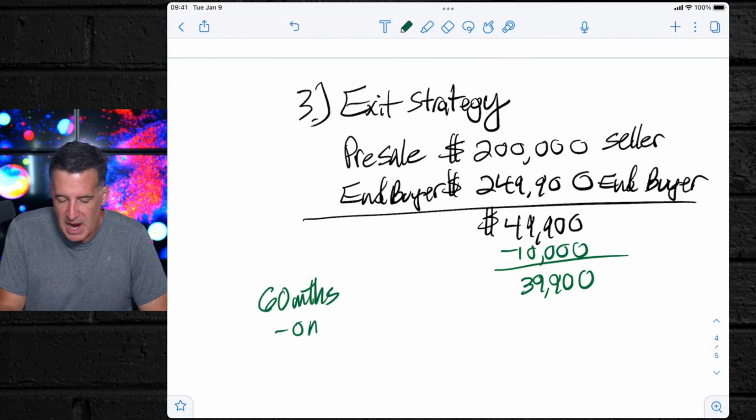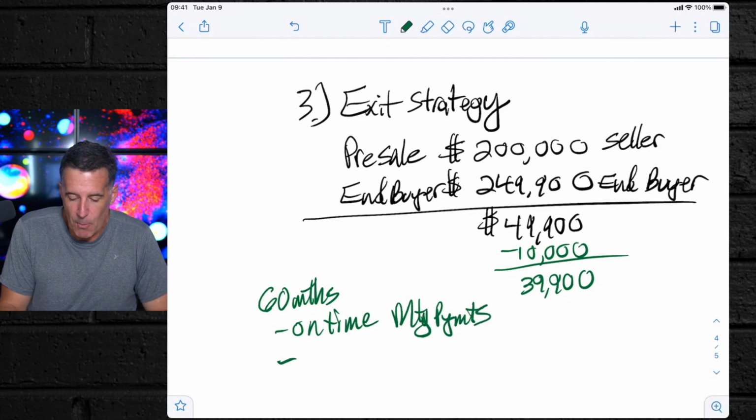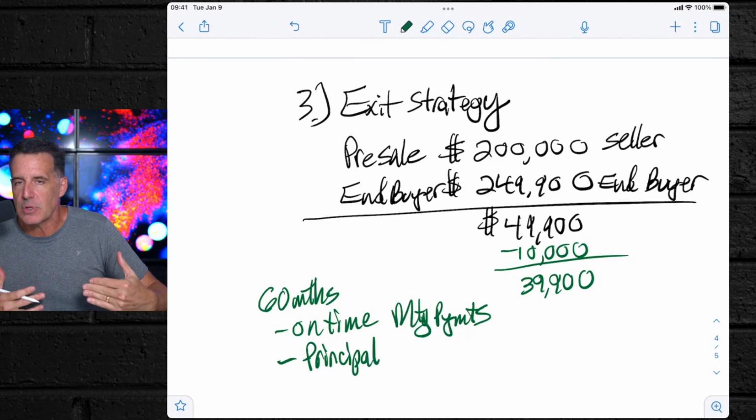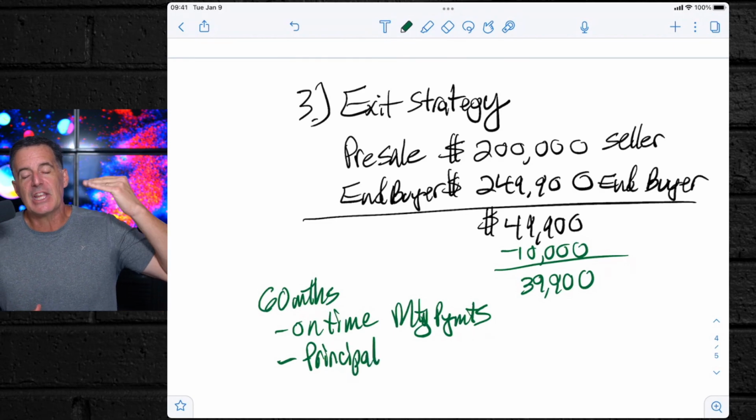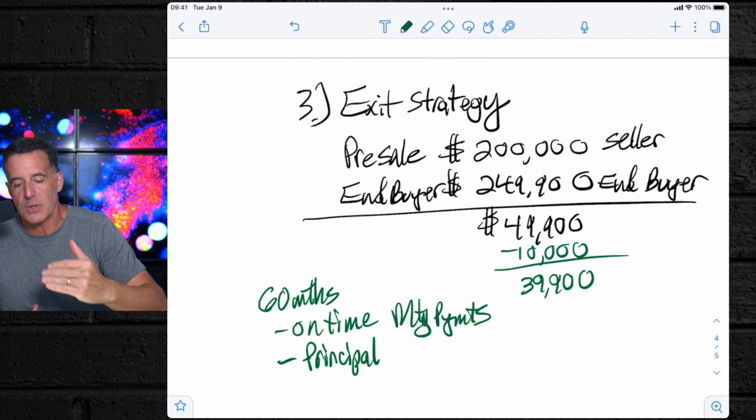You made on-time mortgage payments. So what happens over those 60 months? You're right. More money started going to the principal than interest. It happens gradually. If you ever look at an amortization schedule, in the beginning, you pay most of your money to the interest. And as it goes along in time, more money goes to principal.